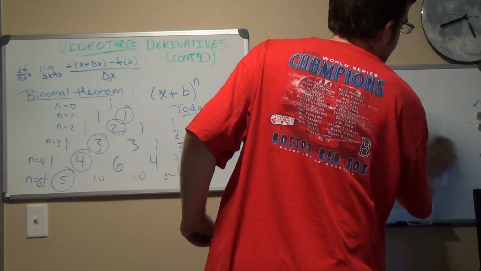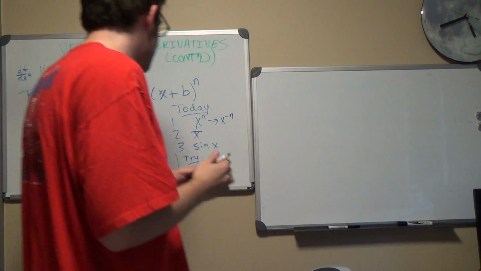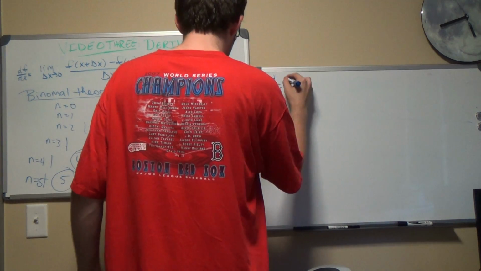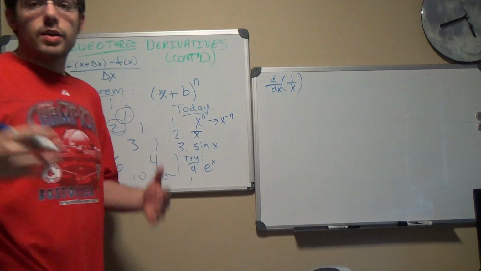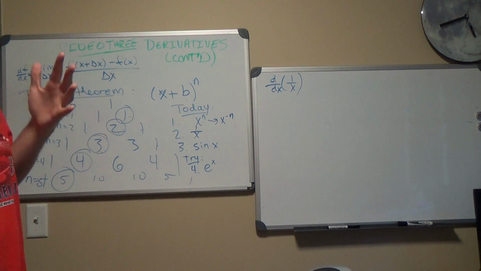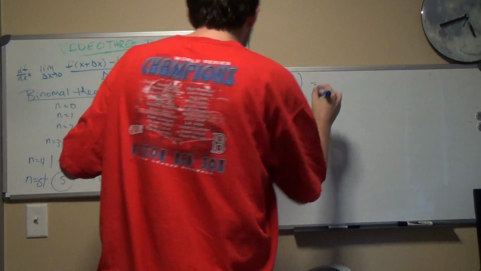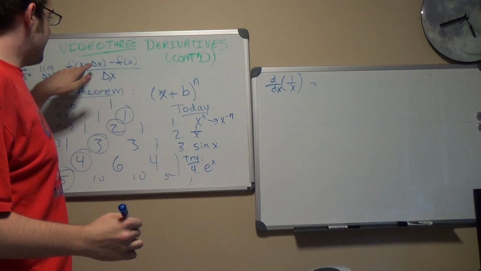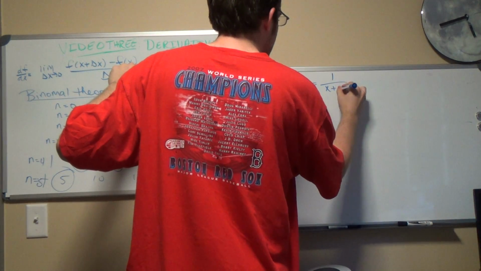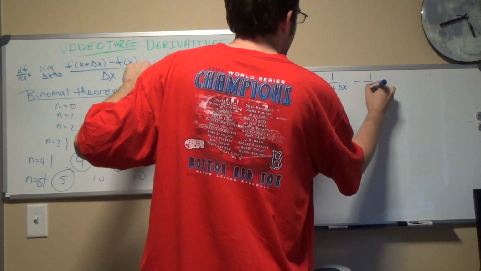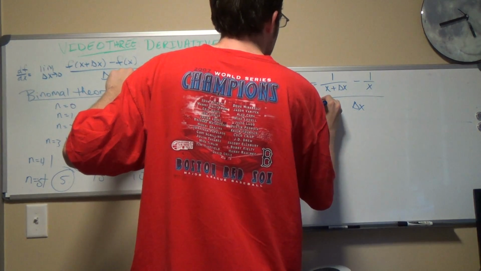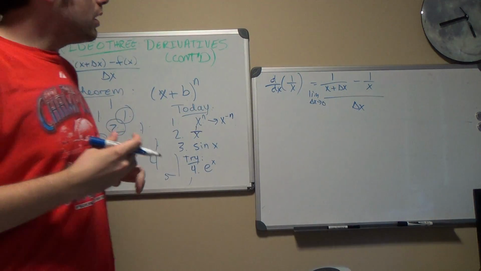So our next example, we want to find d/dx of 1 over x. We can kind of use a shortcut for this, but I want to just prove it using some of this logic. So using f of x plus delta x, 1 over x plus delta x minus 1 over x, divided by delta x. And once again, we have the limit as delta x approaches 0 of this.